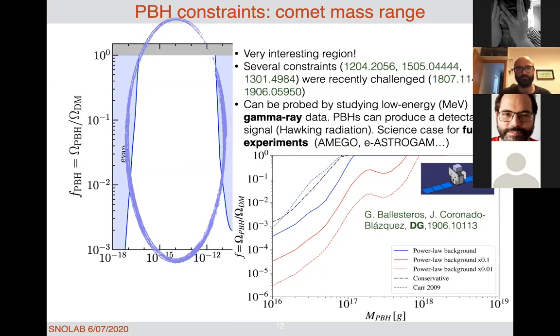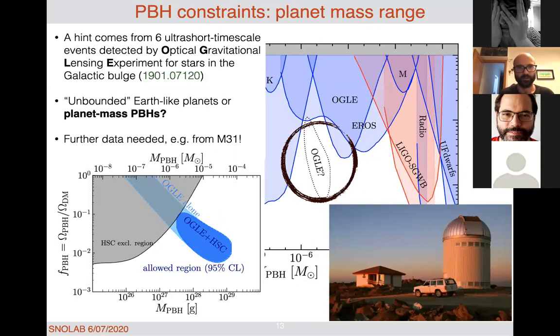So in principle, in the future, this window can be explored with future X-ray and gamma ray emission. Well, let me go over this constraint a little bit more. For example, in the planet mass range, around 10 to the 28 grams, there are some upper limits from experiments looking for microlensing events, but also some hints. So this is quite nice, right?